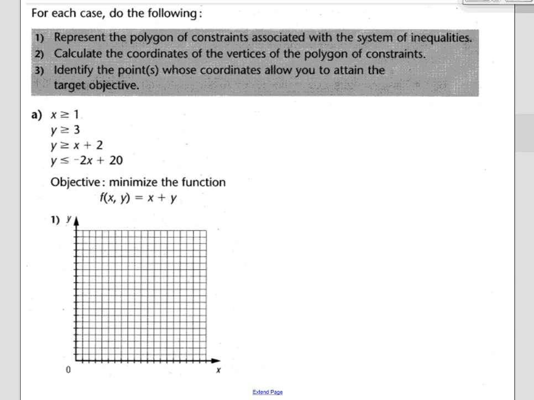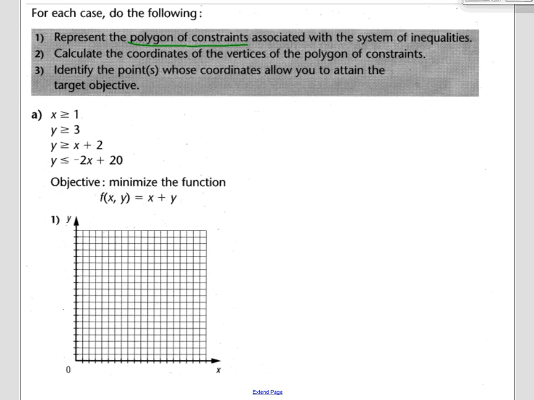So we're going to do one more example to show you more steps. So in this case, they give you the system of inequality. They want you to represent the polygon of constraint. So first you have to show your polygon.